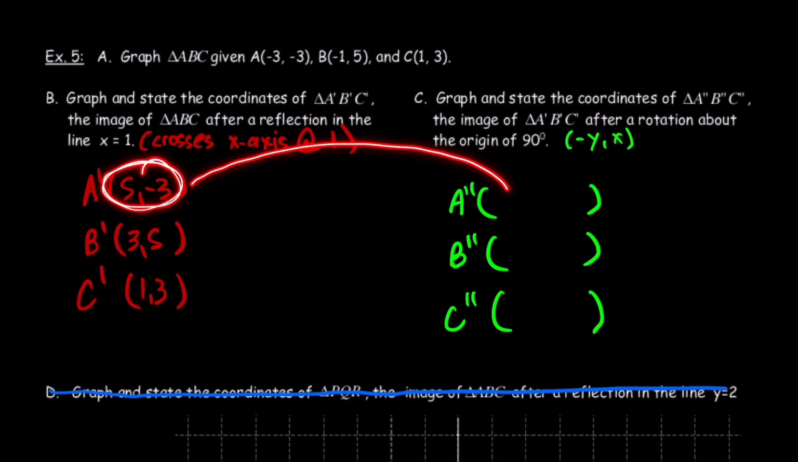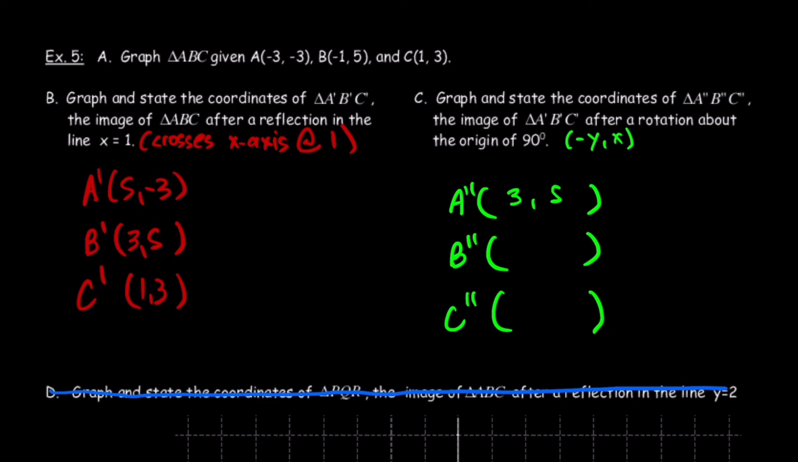So to get my coordinate for A double prime, I have to change the order and negate the first one of this. Well, what do I get? Change the order, negate the first one, that becomes 3, 5. Now apply that rule to this one. Change the order, and then negate the first one. That becomes negative 5, 3. And then do the same thing here. Change the order, negate the first one, negative 3, 1. So now all that's left to do is plot these points and sketch in that triangle.